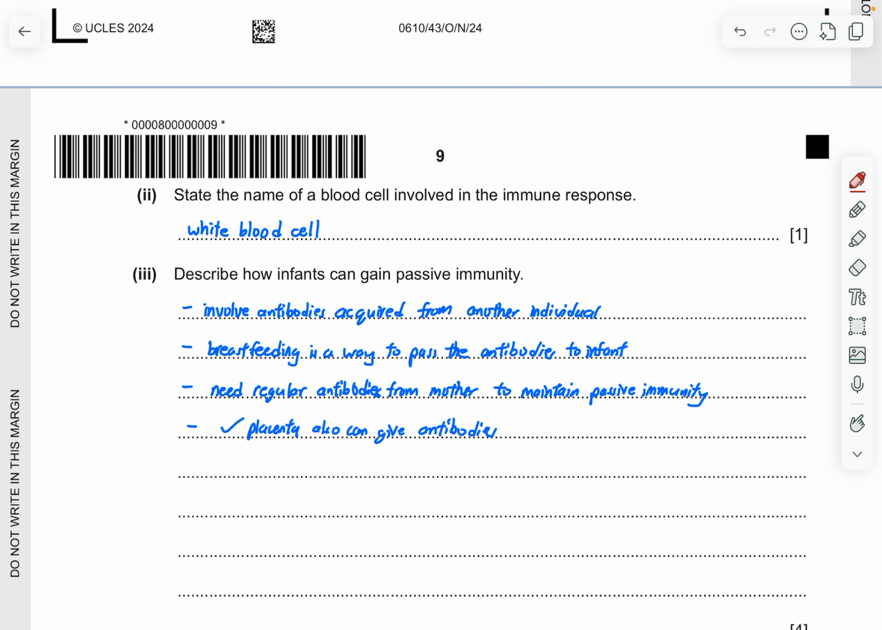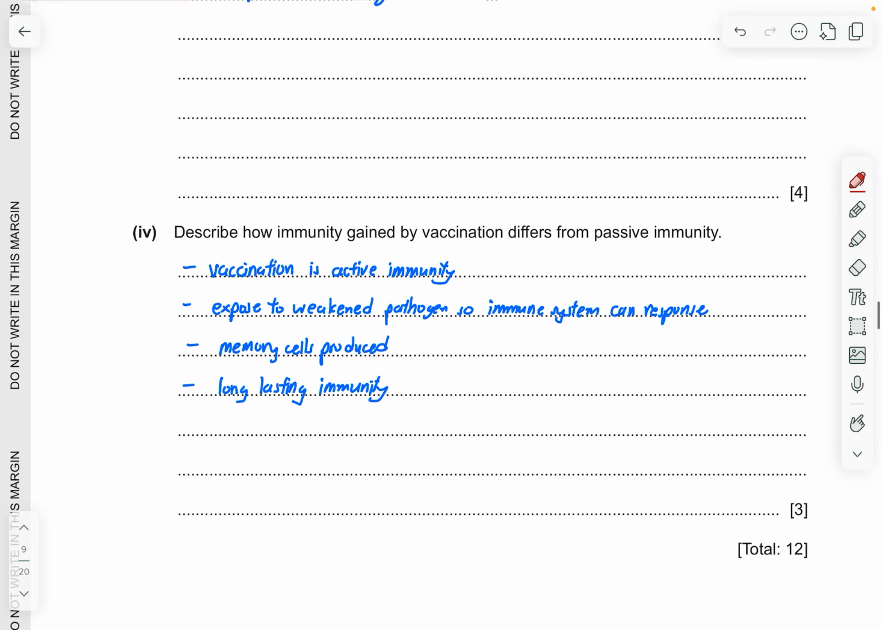And part 3, describe how infants can gain passive immunity. So passive immunity is by antibodies given from another individual. So you can see that it involves antibody acquired from another individual. Breastfeeding is a way to pass the antibody to the infant. It provides regular antibodies so that the baby can have temporary immunity. And then later on, crossing the placenta also can supply antibodies to the fetus.